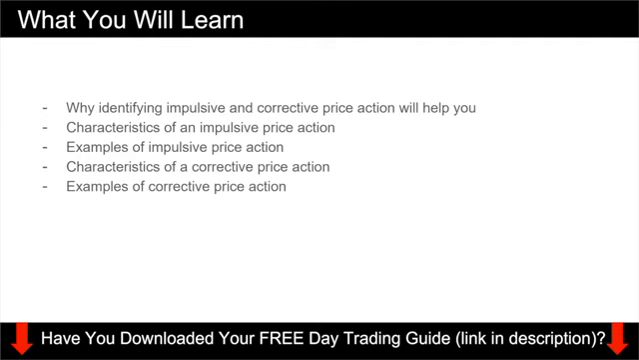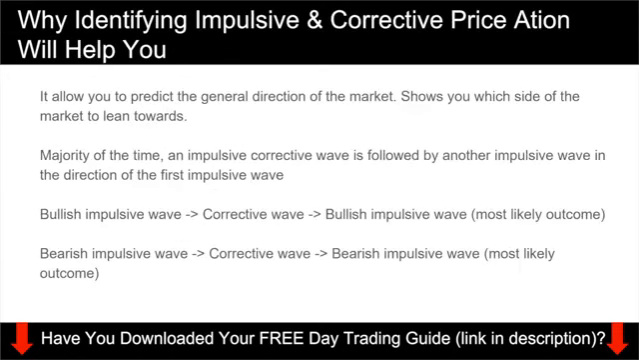So let's get into the first part. Why do you need to identify impulsive and corrective price action? If you are able to identify impulsive and corrective price action, then you can be on the right side of the market, because it allows you to predict the general direction of the market. So if you know the general direction of the market, then you are going to trade in the right direction most of the time.